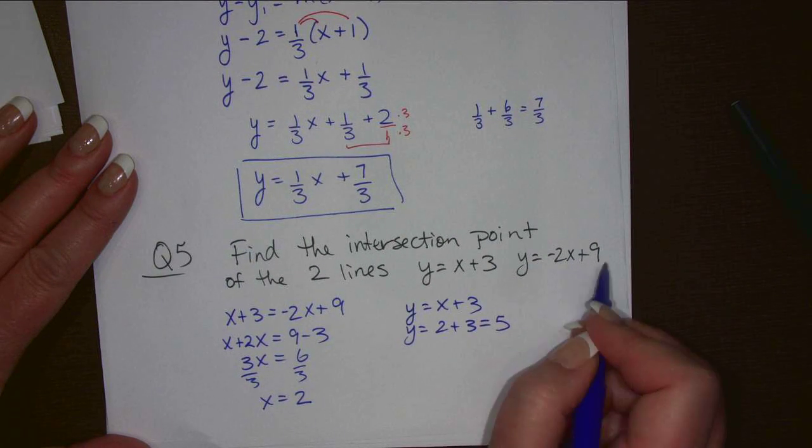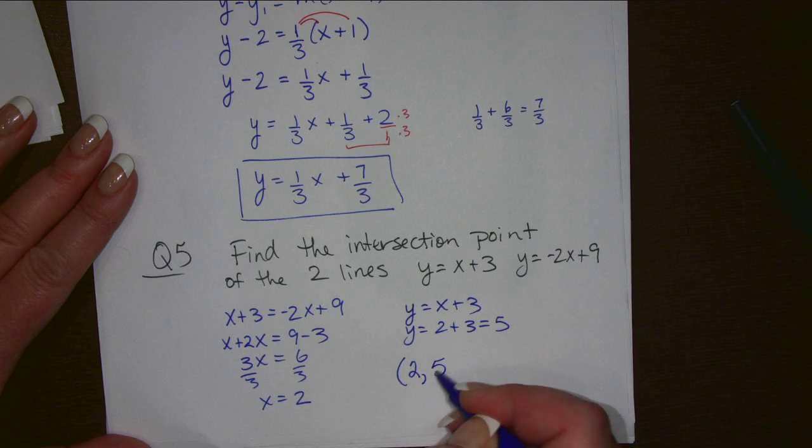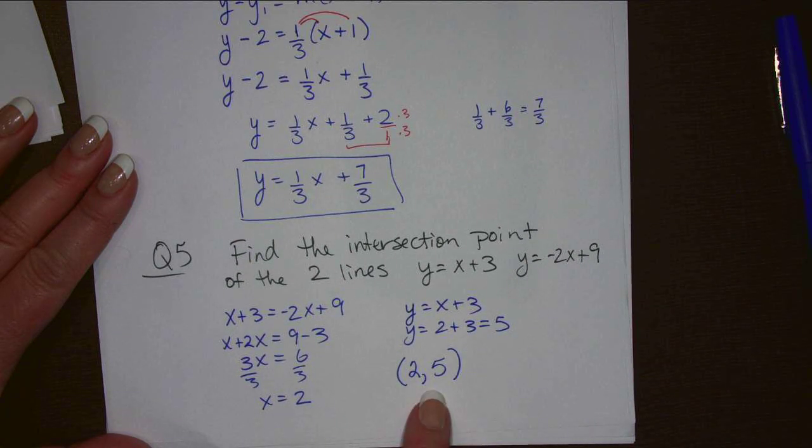So our intersection point has to be written as a point when you write that answer in. So if this were a one-point question, and I was just looking for the answer, you'd have to put that in as a point in your box. Okay.